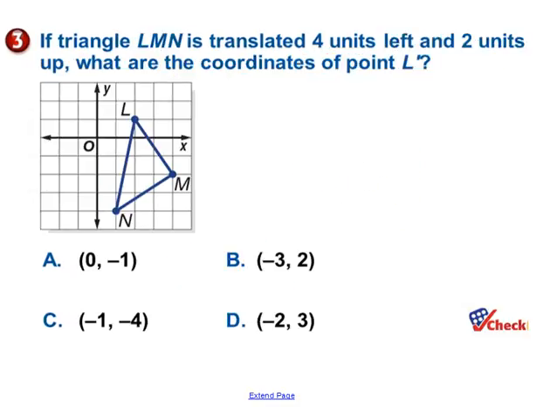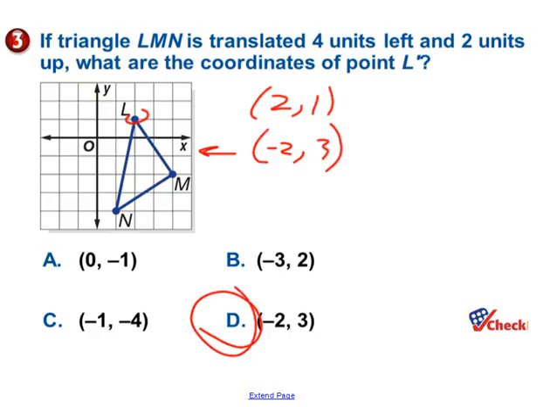If the triangle LMN is translated 4 units to the left and 2 units up, what are the coordinates of point L? So this is point L. The original coordinates for point L are 2, 1. So if I'm going 4 units to the left, that means subtract 4, so I get -2. And then 2 units up, so I would add 2 to the y, so I would get 3. So the new coordinates would be -2, 3. -2, 3 is answer D. Thank you.